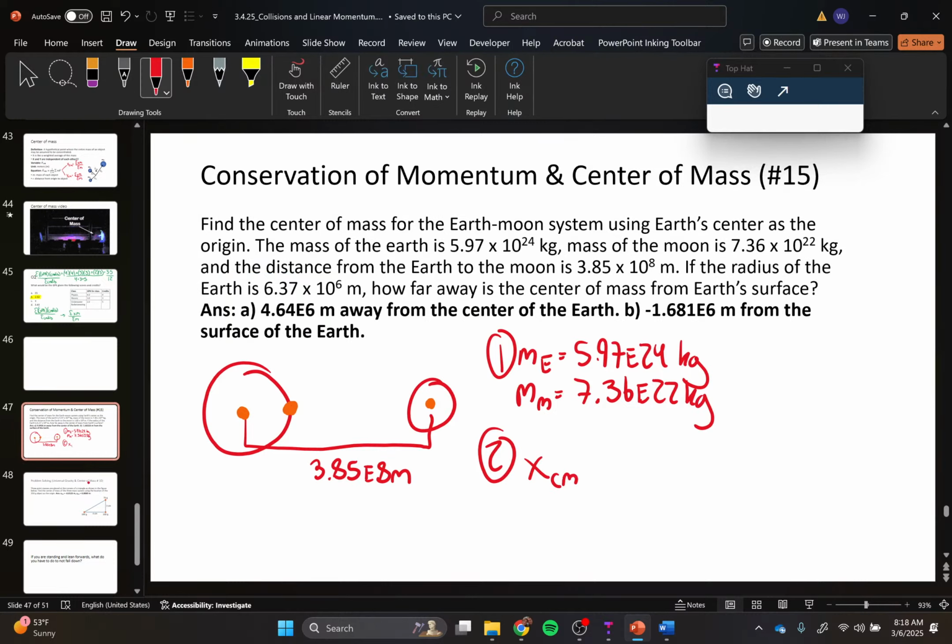Great. So we're just going to do X center of mass. All we need to do is multiply where each object is times its mass, and we're going to add those up, and then we're going to divide that by all the masses together. So we have two objects: where is the first, times its mass, add the next one, where is it, times its mass, and then divide by all the mass.